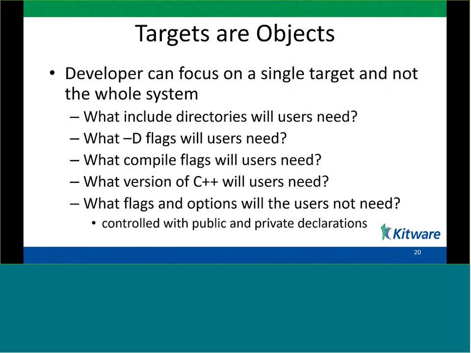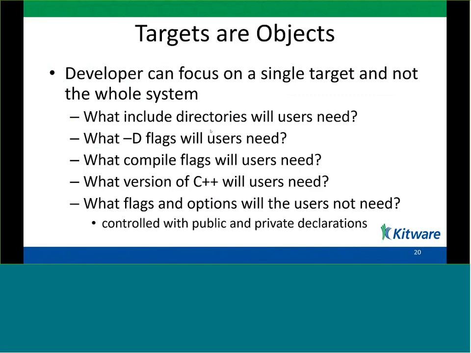What -D flags will the user need when they compile against my code? What compile flags does the user need when they compile against my code? What version of C++ is the user going to be required to use with this library? What flags and options will users not need, but maybe I need to build? And these can be controlled with public and private declarations. But if you take anything away from this talk, this slide's pretty important.